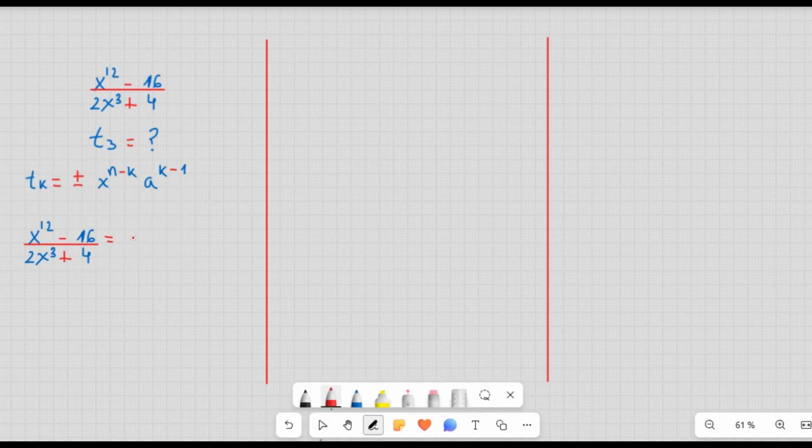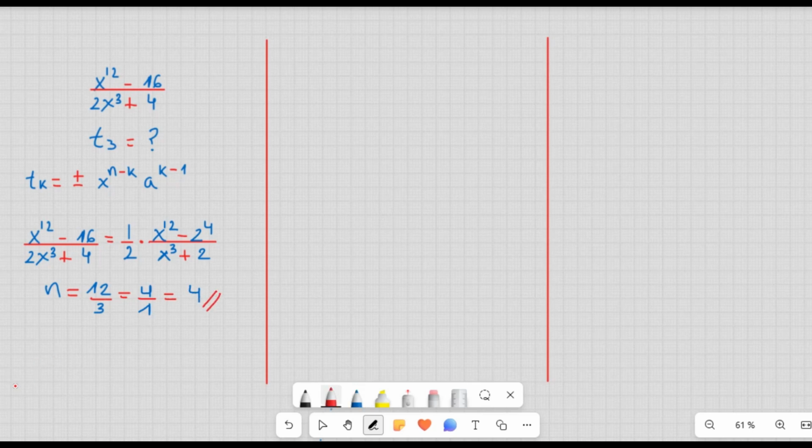To give it the standard form, we factor out 1/2 and rewrite the expression as x to the 12 minus 2 to the 4 over x cubed plus 2. We calculate the number of terms n, dividing the exponents 12 by 3, which gives us exactly 4.